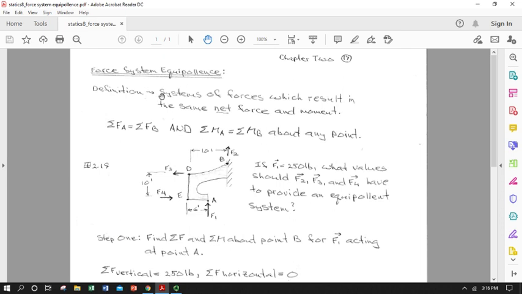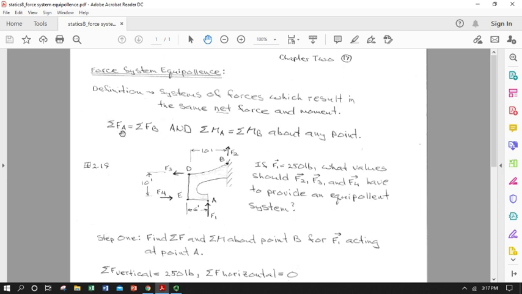The technical definition that we're going to use to springboard to make some mathematical equations that we can use to do this in practice is: equipollent systems are systems of forces which result in the same net force and moment. So the sum of the forces and the sum of the moments from system 1 is going to be the same as system 2. So we can write that down here with math.